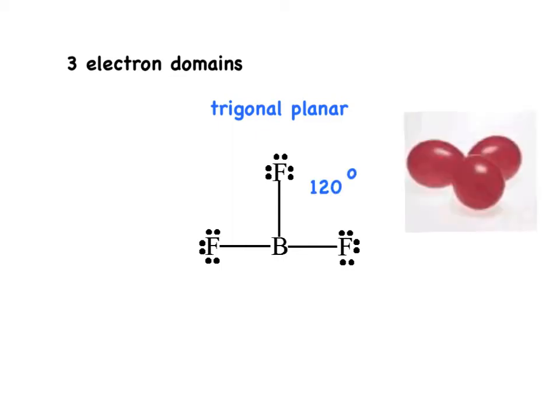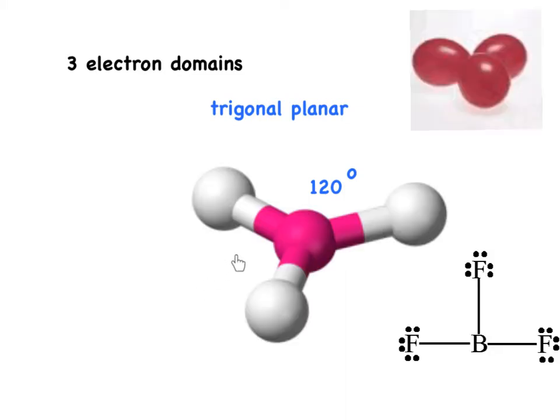Which means that our fluorines are going to move as far away from each other as they can. Remember the example of the balloons. And so they're going to orient themselves like that around the central boron atom. And so a molecule of boron trifluoride would look like this in terms of its shape. And so its molecular geometry is also trigonal planar.